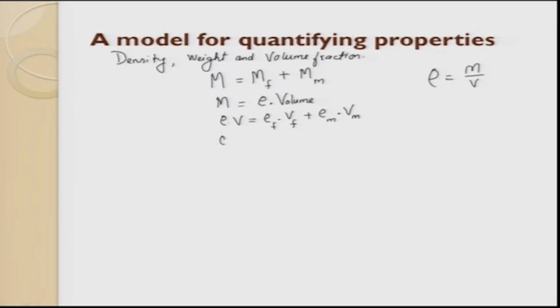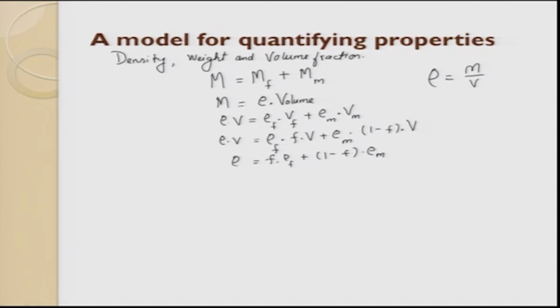So this can further be written as rho of F into F, I will tell you what F is, into V, plus rho of matrix into 1 minus F into V. So rho can be written as F into rho of F plus 1 minus F into rho M.